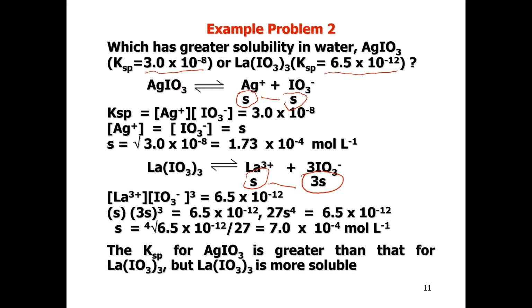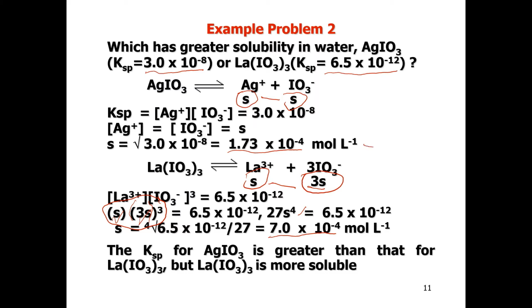So the S value for silver iodate is 1.3 times 10 to the minus 4. And for lanthanum iodate, look at this, this is S, and then this is 3S cubed. Can you observe it? It's 3S, and then you cube it, so it becomes 27S^4. Calculate the S and you get 7.0 times 10 to the minus 4. I remind you, please make sure you understand this. You bracket the 3S and cube it, so it becomes 27S^4, and the S for the iodate is 7.0 times 10 to the minus 4.